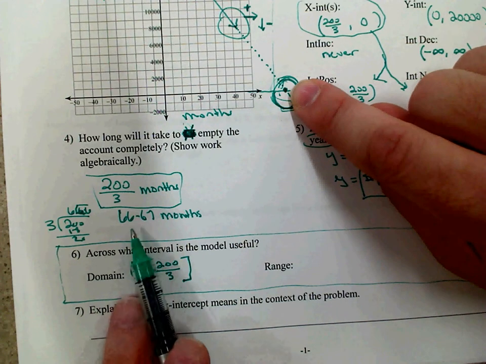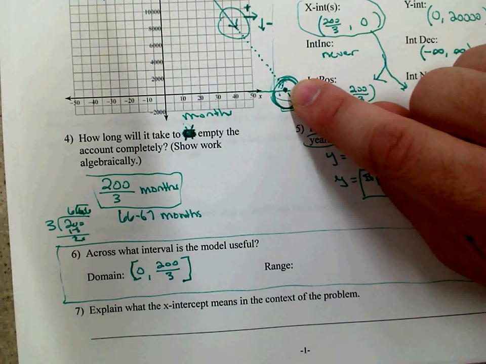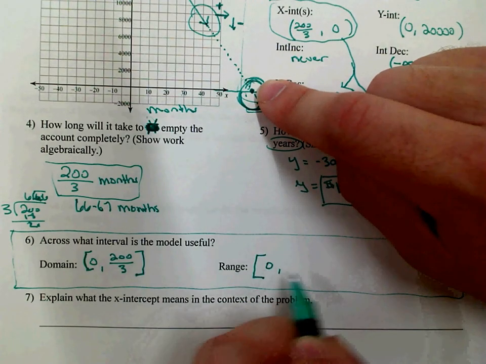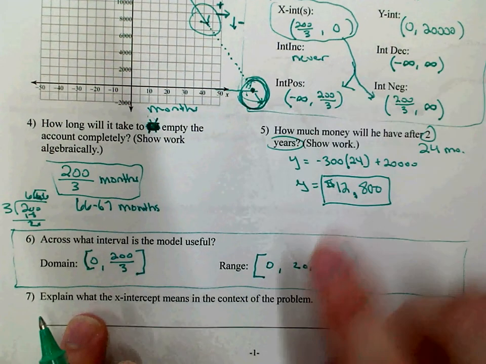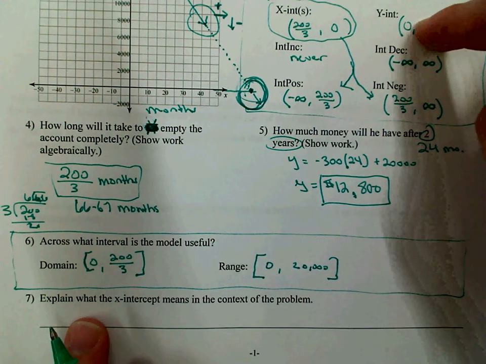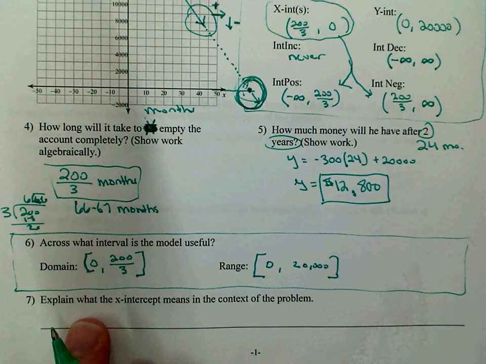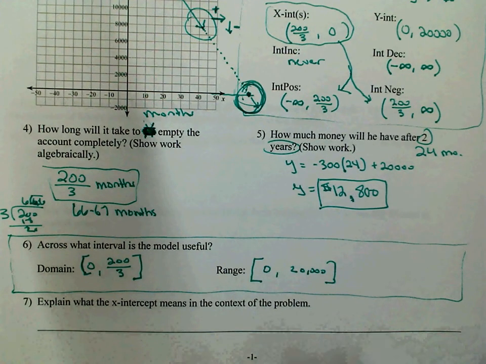Okay? Now the range, when is the range useful? Well, the range is useful from $0 to $20,000. That's the most and the least amount of money that you have. That account is never going to have more than $20,000 because that's what we started with. And it's never going to have less than 0 because you can't go negative in the bank. So the usefulness is responding to the story and making sure that you know how much would actually be worth looking at as far as the story is concerned.